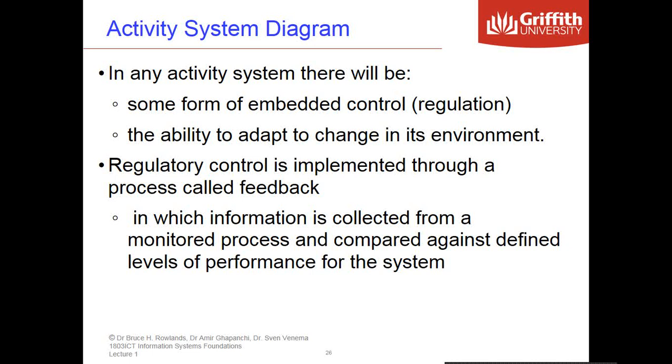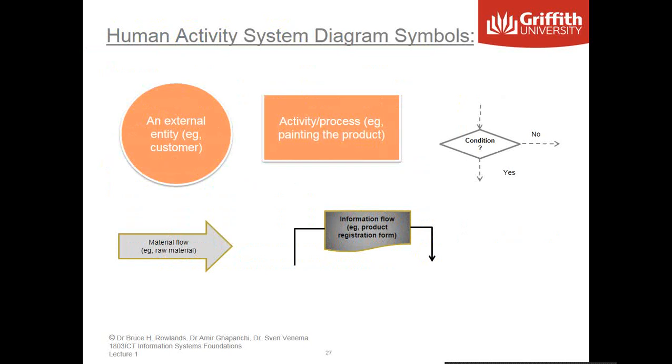So we get a decision point. Yes or no, we do this or we don't do this. So here are some human activity system diagram symbols. Some of those will be familiar.